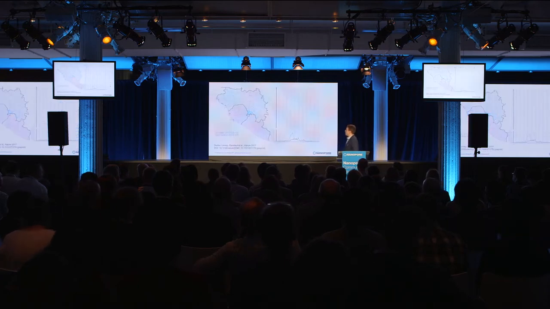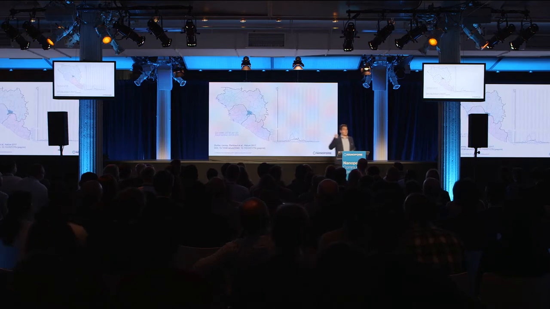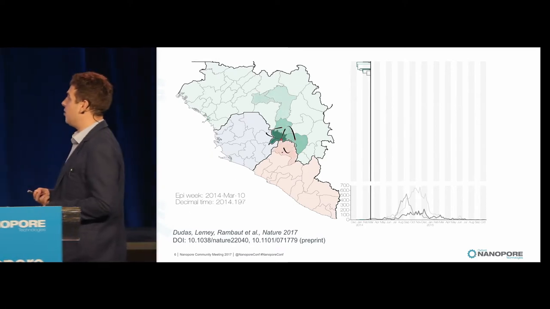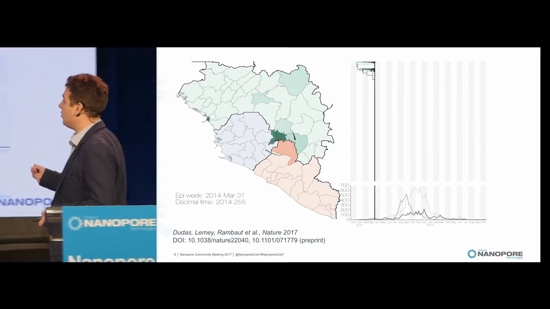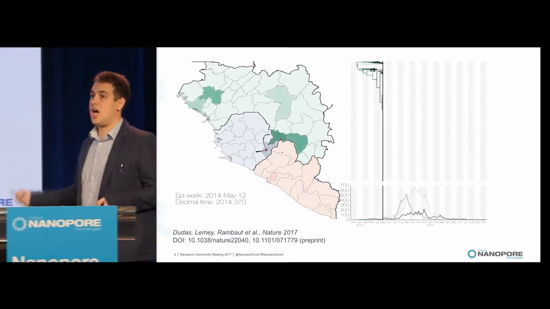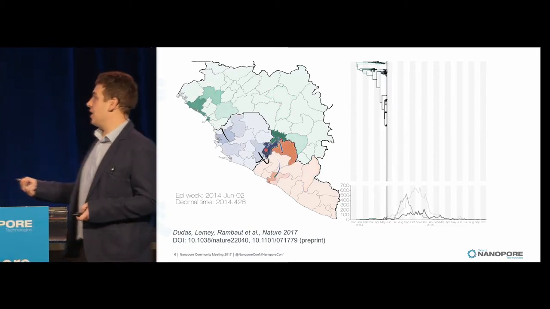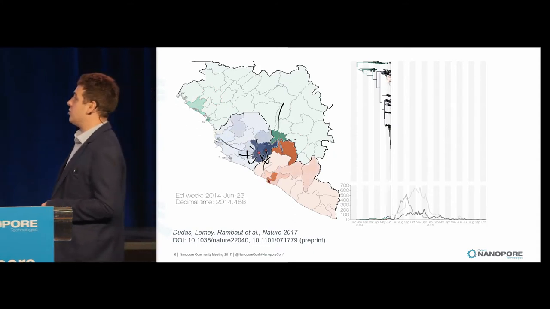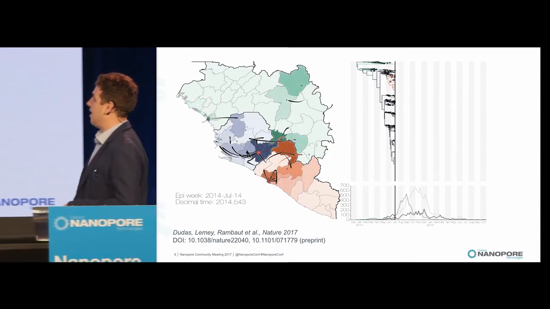And I've shown this video before, I'm going to show it again. This is what happens if you take 1,600 Ebola virus genomes, we generated about 180 in total, and you take the total corpus of genome data, you take the time and the place associated with the sample, and you try and reconstruct Ebola transmission throughout West Africa.